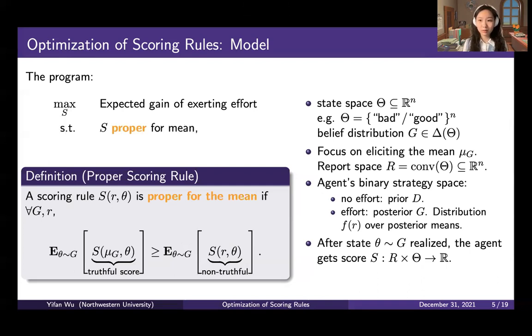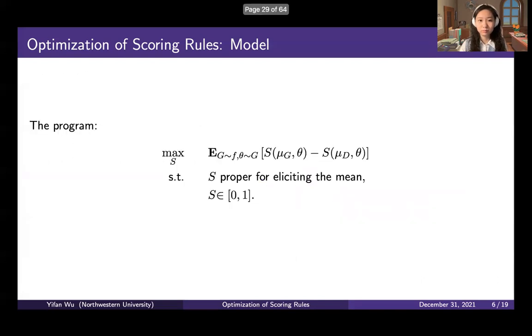So our problem has two constraints. The first one is the scoring rule S is proper for eliciting the mean. And then the scoring rule should be ex-post bounded, which means we only want to give, for example, the peer a score that is bounded in an interval, say 0 and 1. And this is the mathematical definition of our problem.